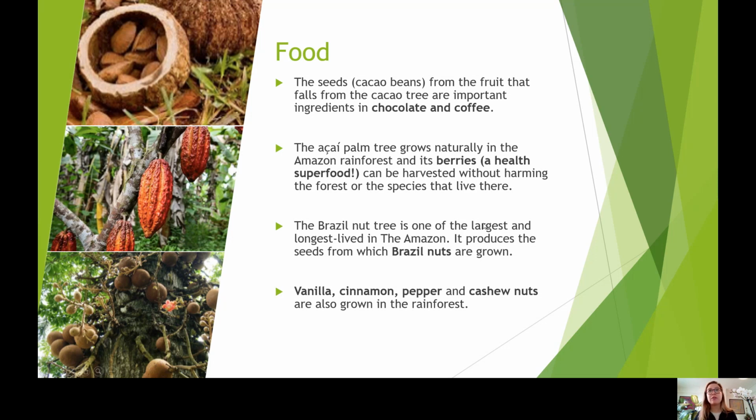The Brazil nut tree is one of the largest and longest lived in the Amazon. It produces seeds from which Brazil nuts are grown. These are big nuts that are very healthy and good for you. Vanilla, cinnamon, pepper, and cashew nuts are also grown in the rainforest. Now, of course, they are not only grown in the Amazon rainforest, but you can definitely find them there.